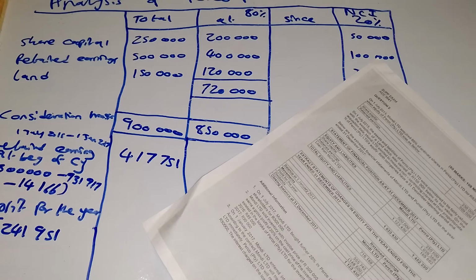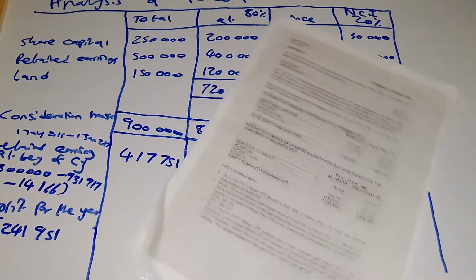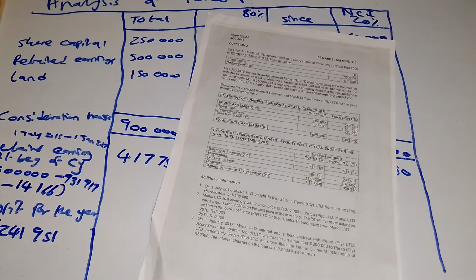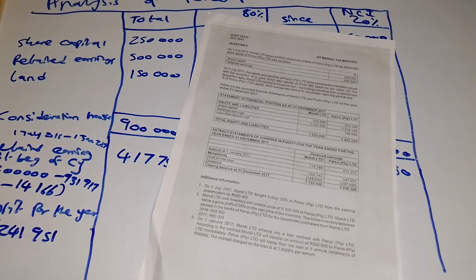Then number 3, they say on 1 January 2017, Mondi Ltd entered into a loan contract with Paco Ltd. According to the contract, Mondi will transfer an amount of 200,000 to Paco Pty Ltd immediately, and Paco Pty Ltd will repay the loan in 5 annual installments of 50,000, and the interest charge on the loan is 7.9308%. How is the subsidiary's statement affected? It's going to be affected by means of expense.